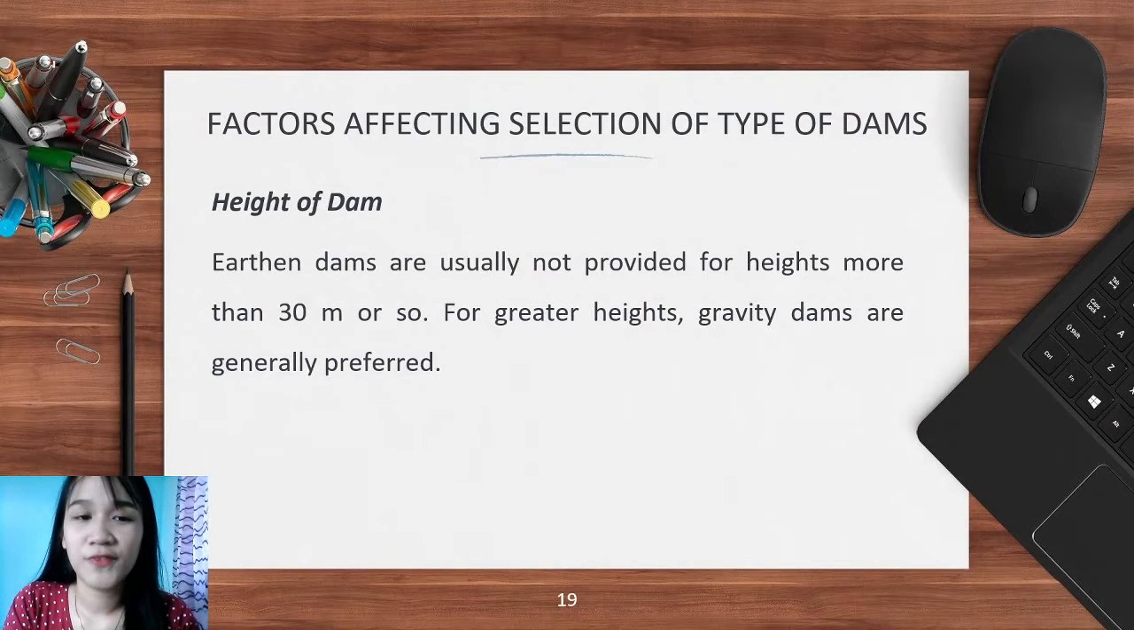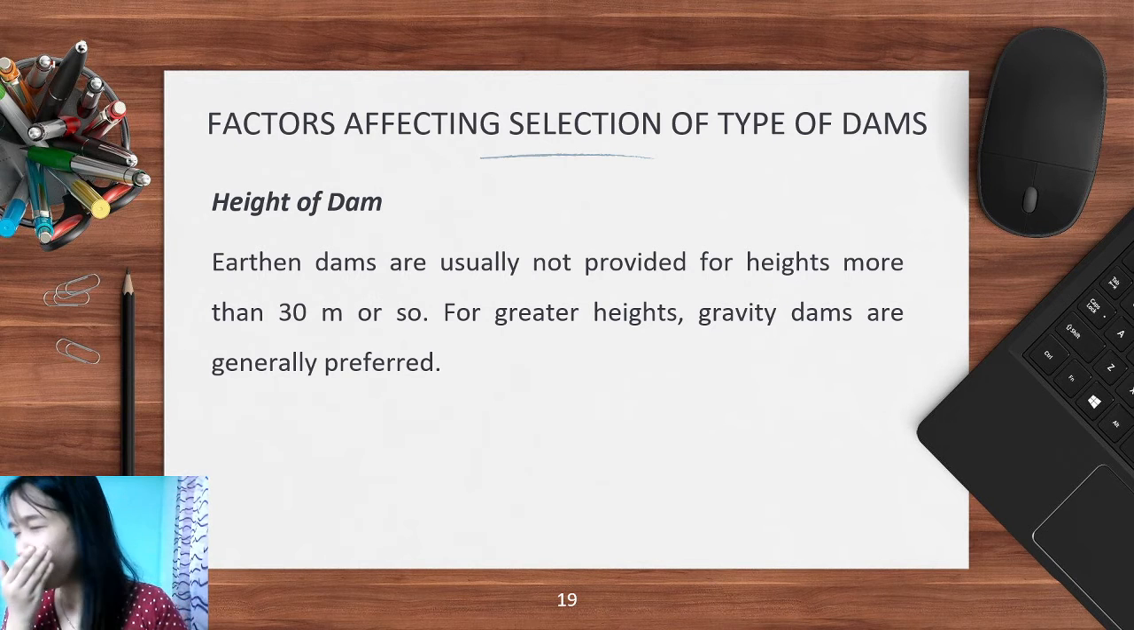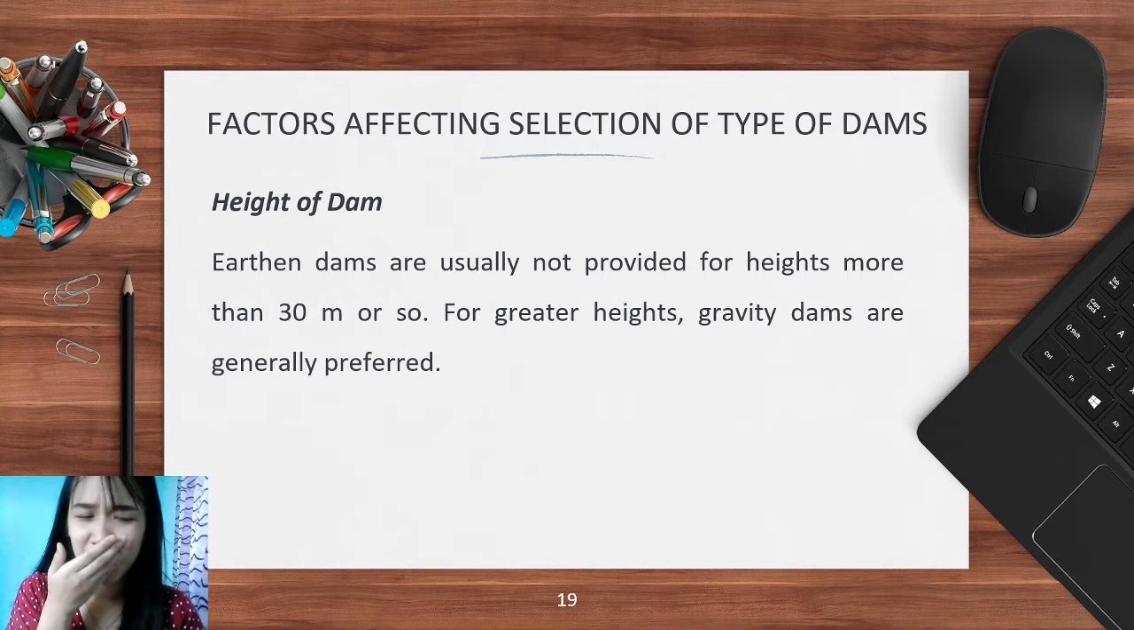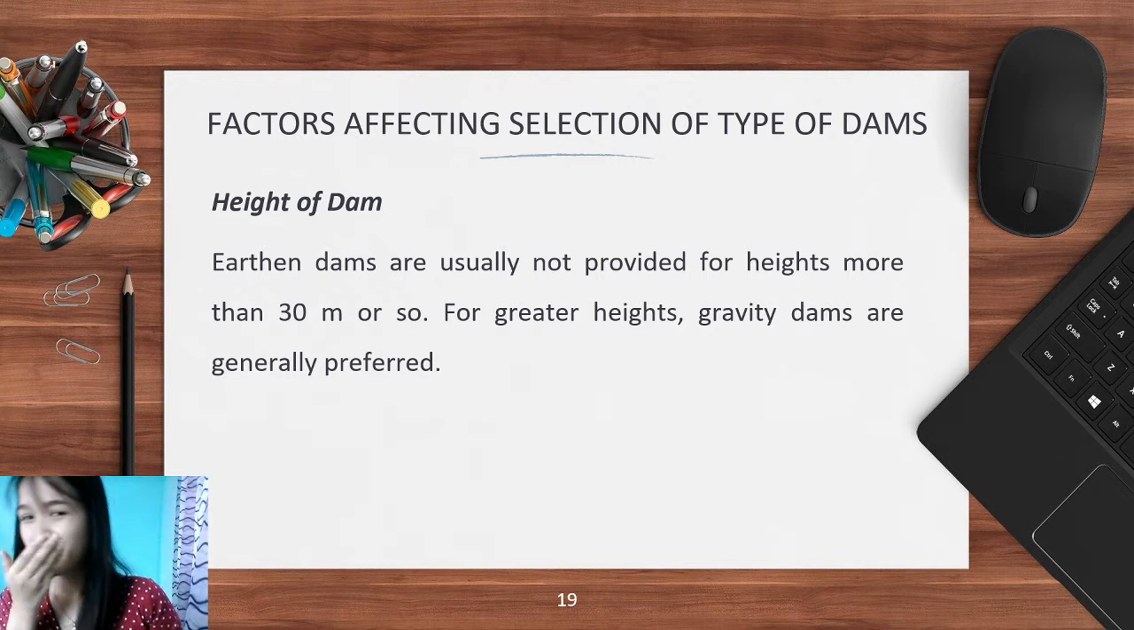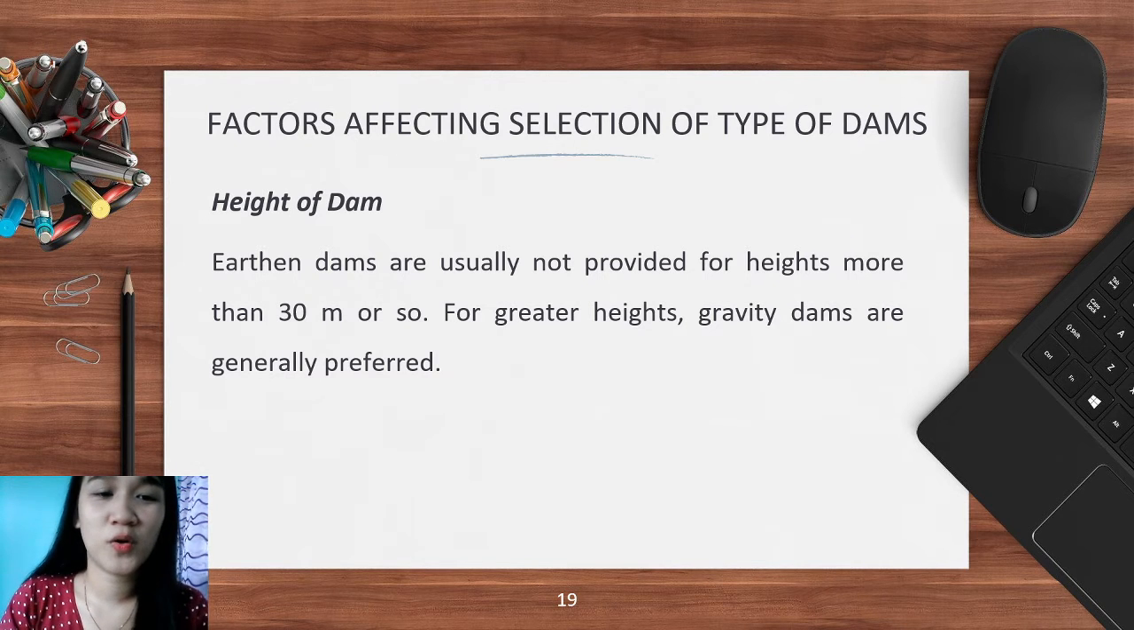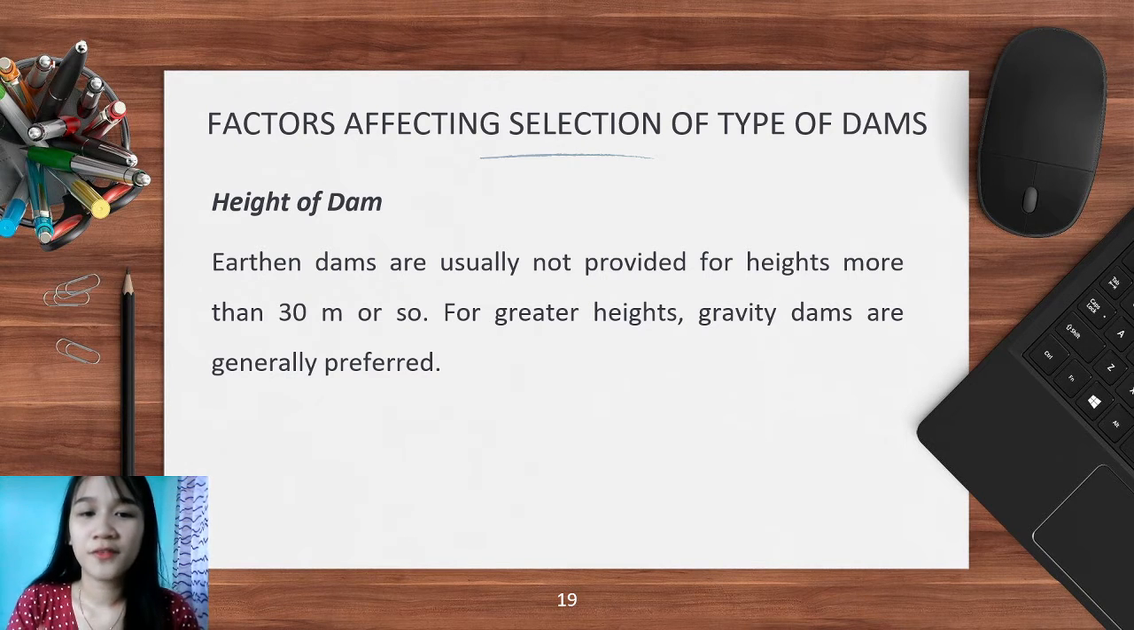So height of dams. Earthen dams are usually not provided for height more than 30 meters or so. For greater heights, gravity dams are generally preferred.